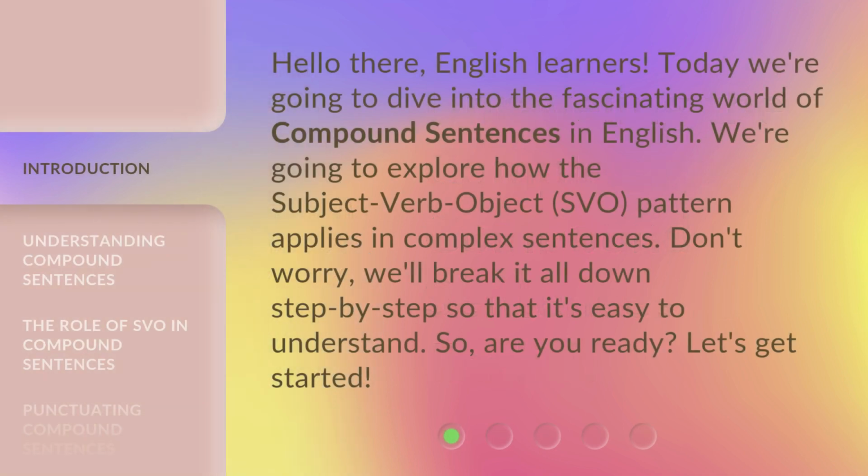Hello there, English learners. Today we're going to dive into the fascinating world of compound sentences in English. We're going to explore how the subject-verb-object (SVO) pattern applies in complex sentences. Don't worry, we'll break it all down step by step so that it's easy to understand. So, are you ready? Let's get started.